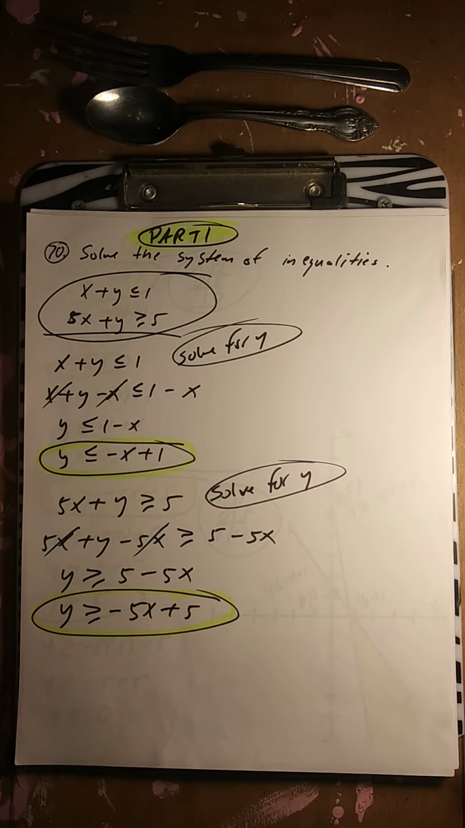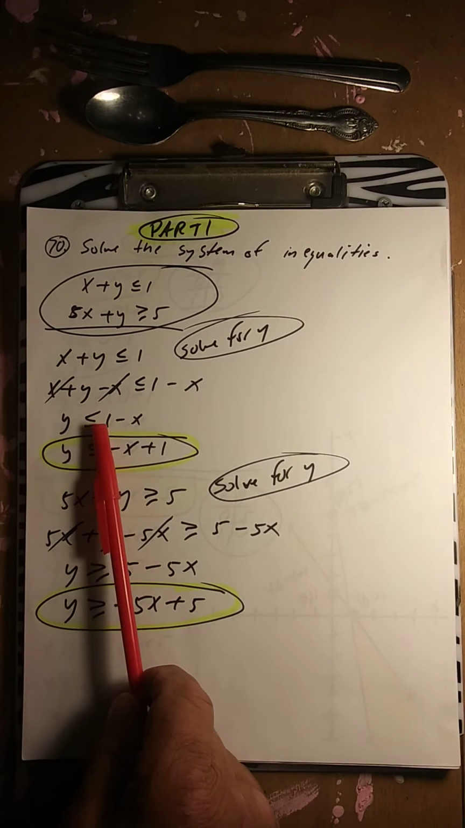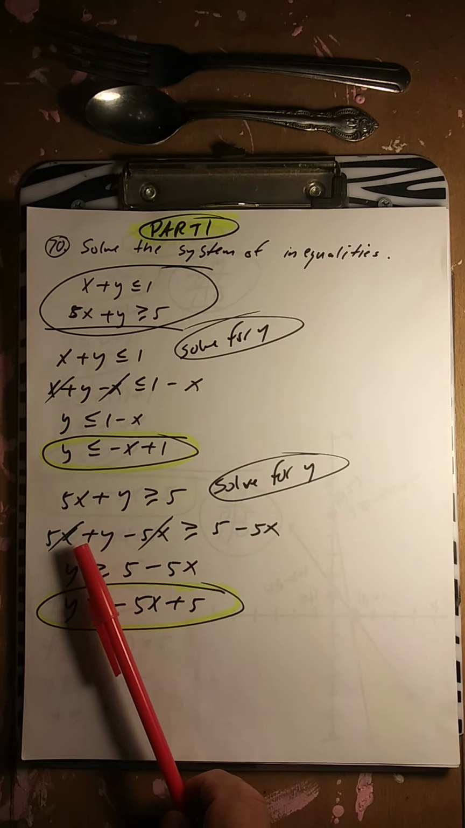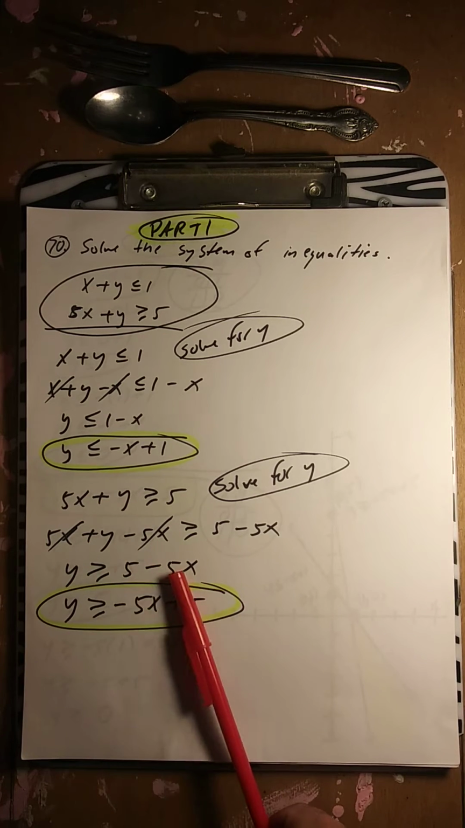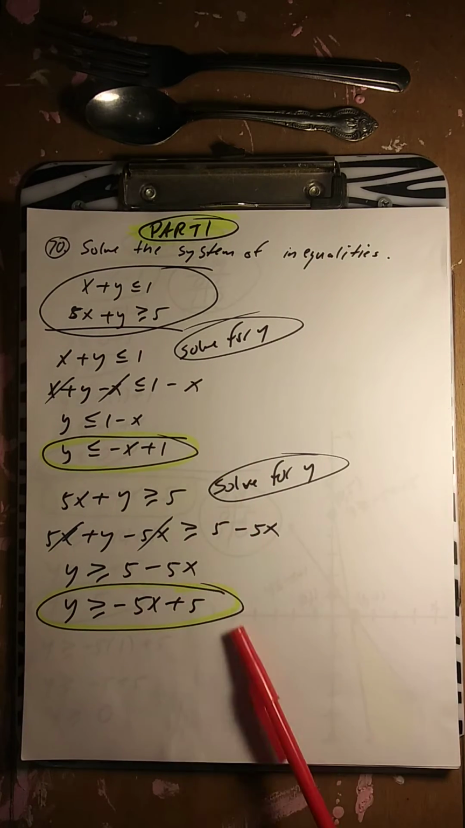Let's see how we're going to do this. Solve for y. So we're going to go minus x. So y is less than or equal to this. Rewrite it: y is less than or equal to negative x plus 1. Solve this one for y. Minus 5x, minus 5x. y is greater than or equal to 5 minus 5x. Rewrite it: negative 5x plus 5. So we got the two equations right there.